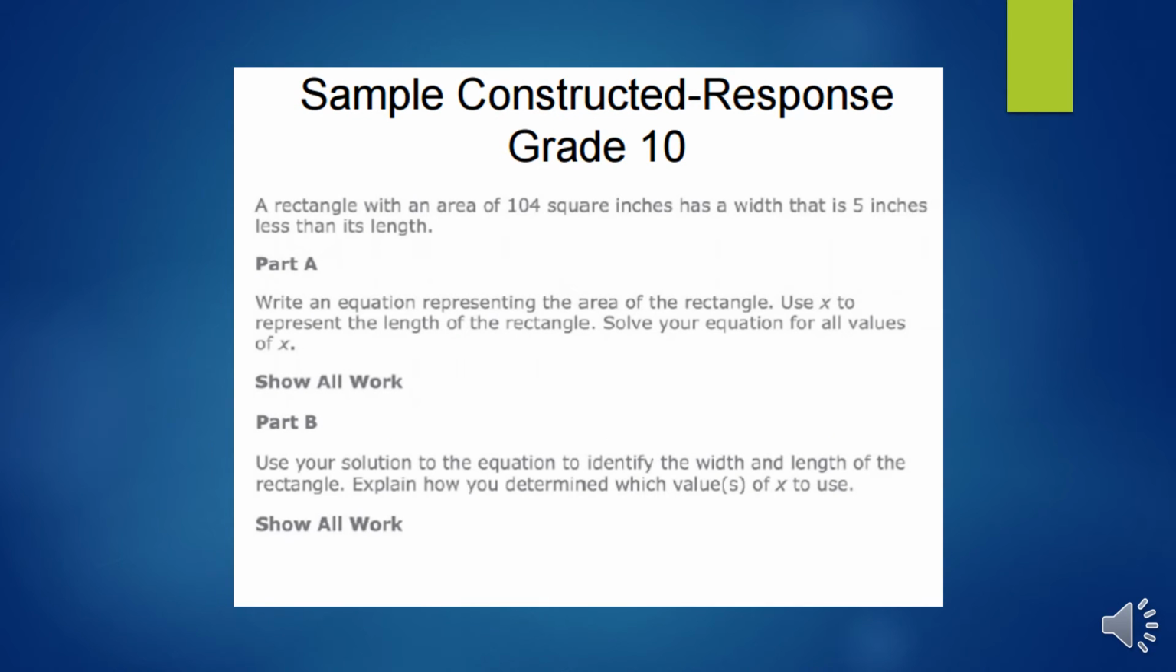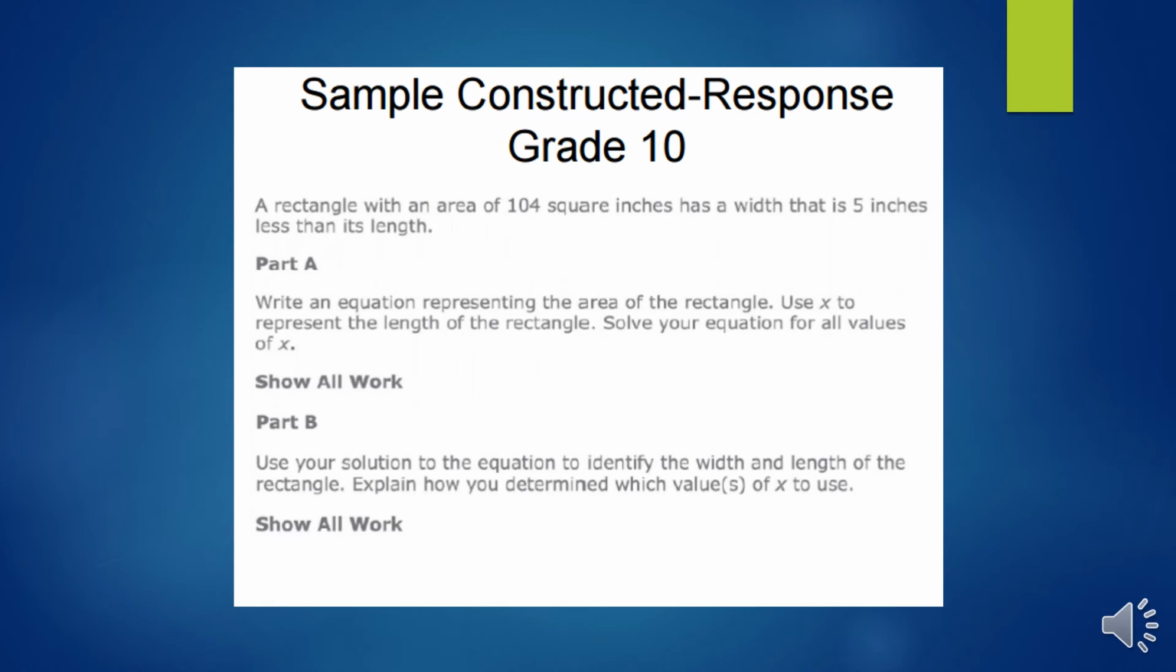The question says: a rectangle with an area of 104 square inches has a width that is 5 inches less than its length. Part A says: write an equation representing the area of the rectangle. Use x to represent the length of the rectangle. Solve your equation for all values of x. Show all work. And part B: use your solution to the equation to identify the width and length of the rectangle. Explain how you determined which value or values of x to use. Show all work.